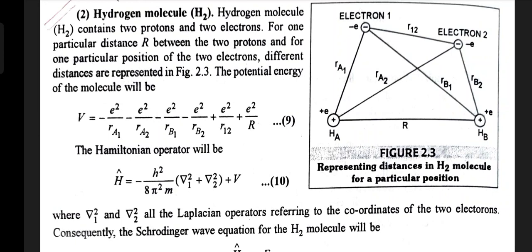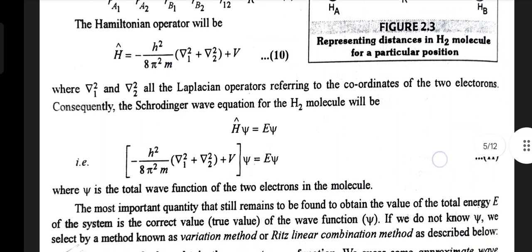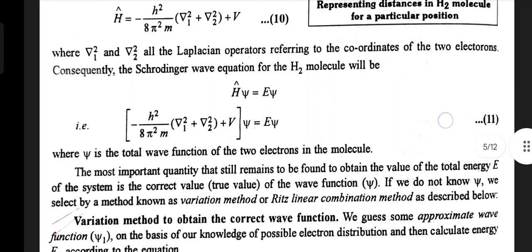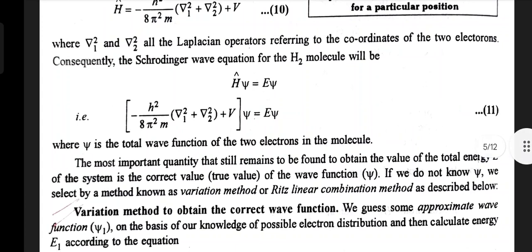The Hamiltonian operator will be h cap equals minus h square by 8 pi square m in bracket delta 1 square plus delta 2 square, plus V. This one is the 10th equation, where delta 1 square and delta 2 square are the Laplacian operators referring to the coordinates of the two electrons.